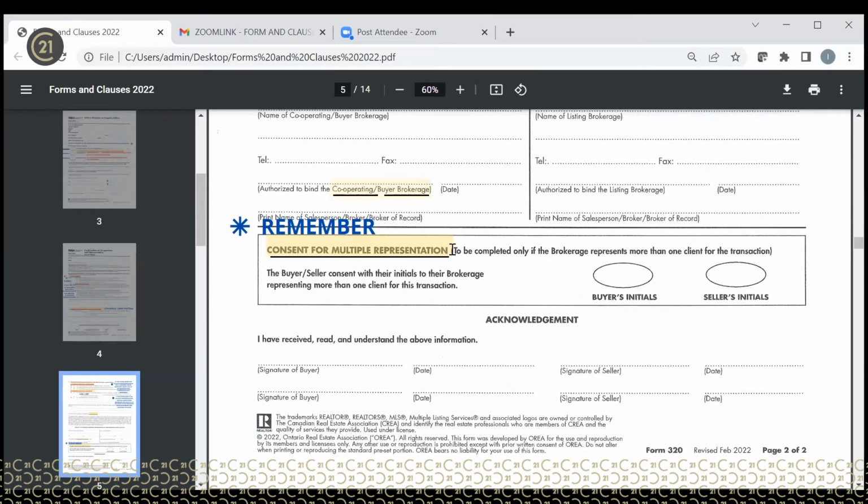Remember, this is another spot. RECO is very, very adamant that whenever we are in multiple representation, everyone consents to it, and they do it repeatedly. They consent to it on a listing agreement, on a buyer representation agreement. They do it within the offer, and then again here on the confirmation of co-op and rep. Everybody has to be aware that they are in multiple representation.